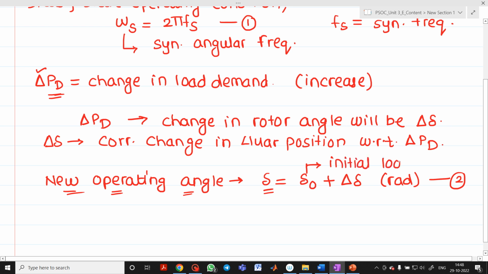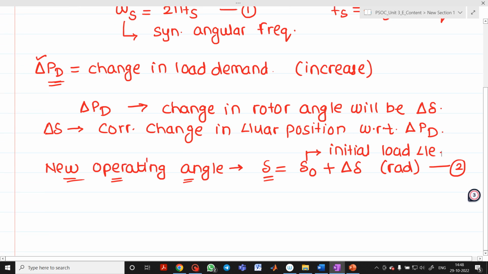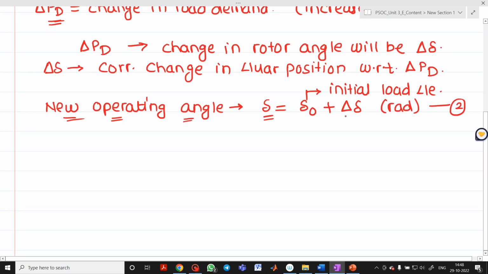What is the meaning of initial load angle? Whenever your system is at a steady state operating condition, and whatever will be the change in the load angle due to change in the load demand, that change in the load angle is represented by delta delta. Now we know that change in the rotor angle is caused due to increase in the speed from its rated value. So therefore I know the relationship between omega and delta. Omega will be equal to d delta by dt. We can read this as rate of change of load angle delta with respect to time is nothing but the speed. So let us take this as equation number 3.